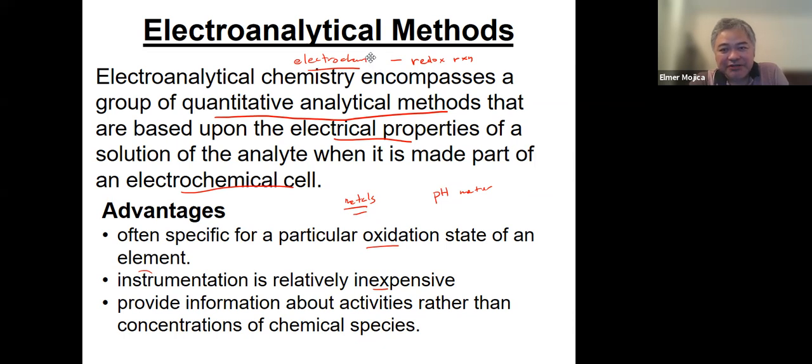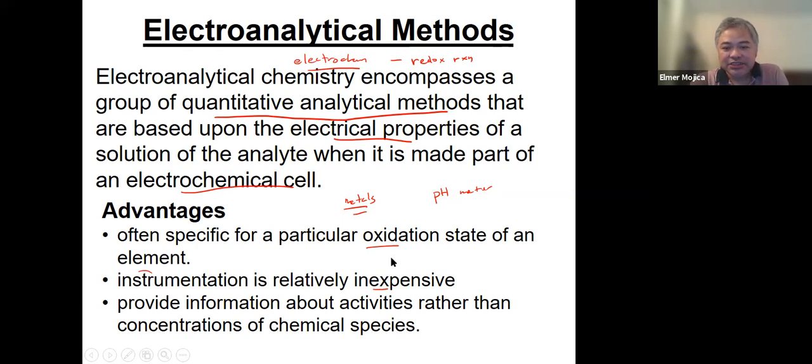What makes the device more expensive is usually the strip. The device that you have can last forever, but all you need to do is buy the strip where you drop the blood. That's what makes it expensive. But if you compare it with the other instruments that we have discussed, the instrumentation for electroanalytical methods is relatively inexpensive.